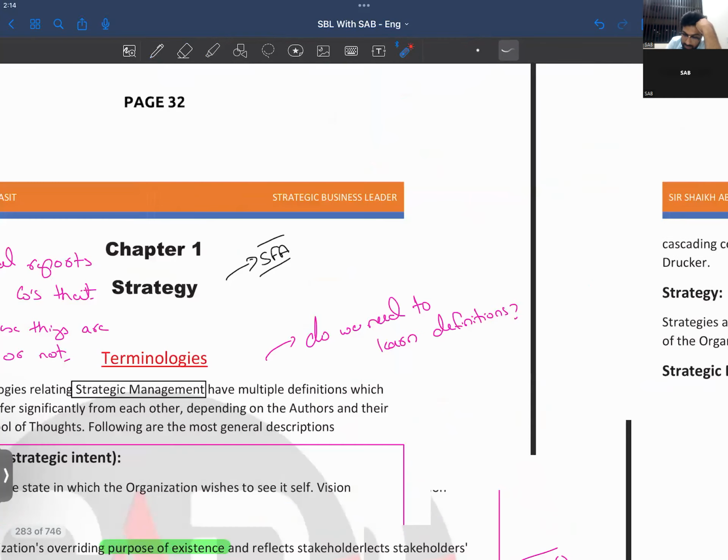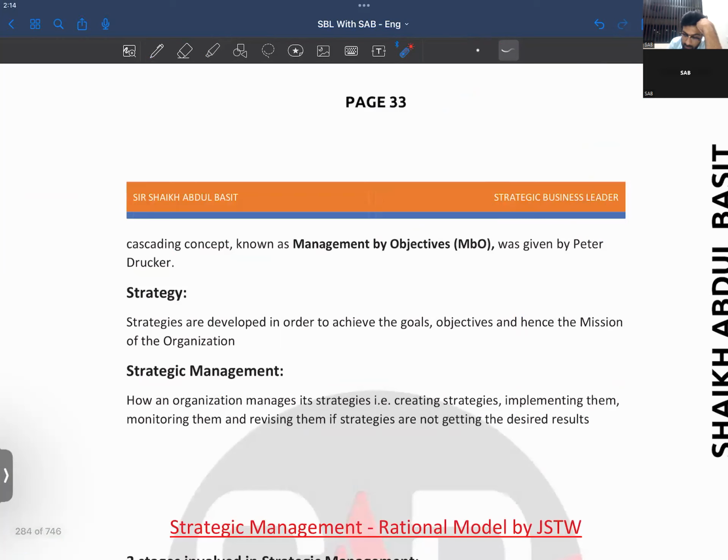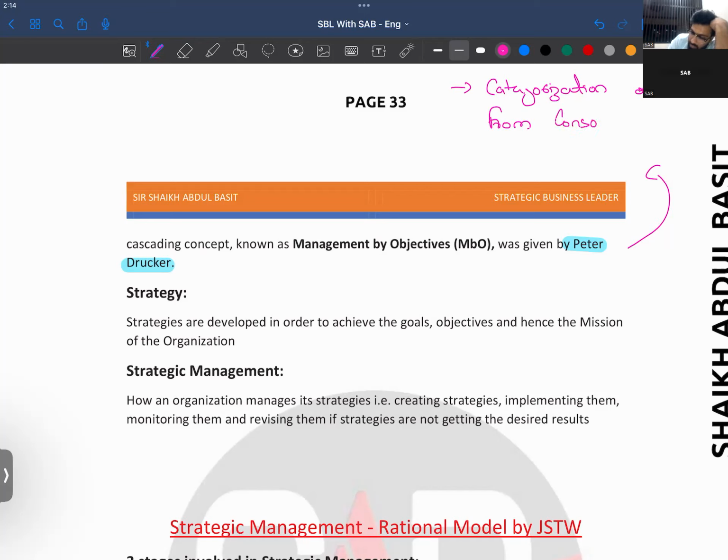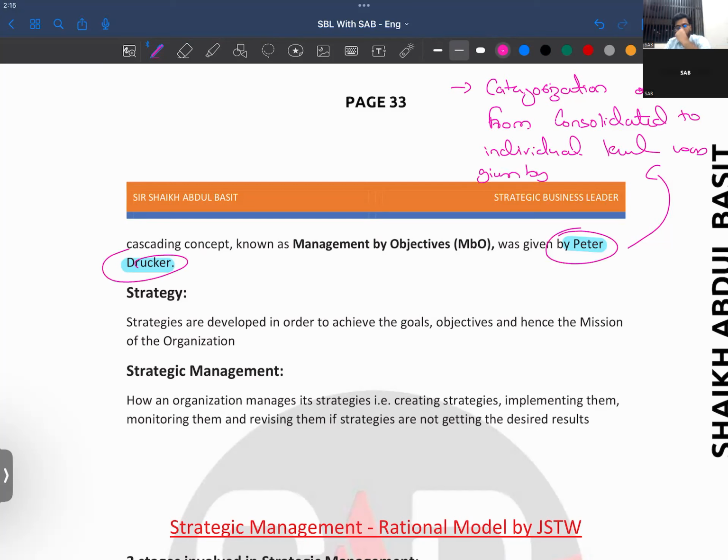Now see, what's written here, this cascading concept known as management by objectives was given by Peter Drucker. Although you don't need to remember the name, I would just highlight that this categorization of objectives from consolidated to the individual target level was given by this man, Peter Drucker, right?